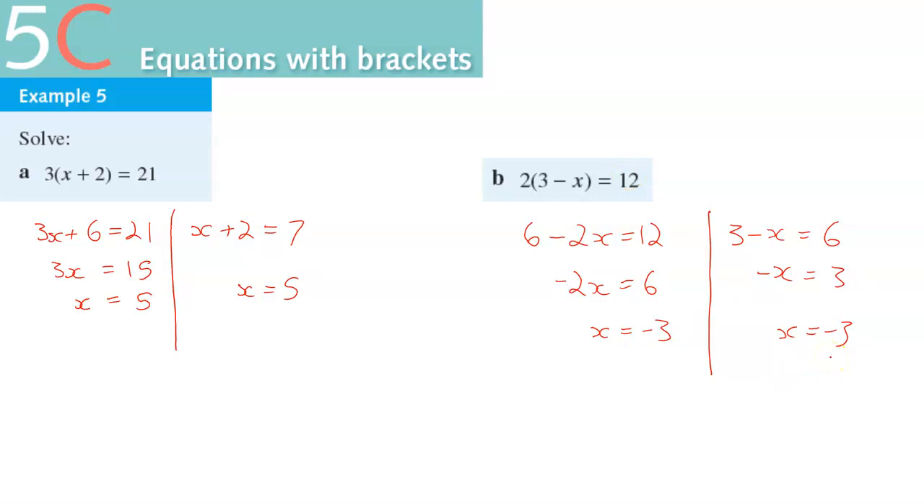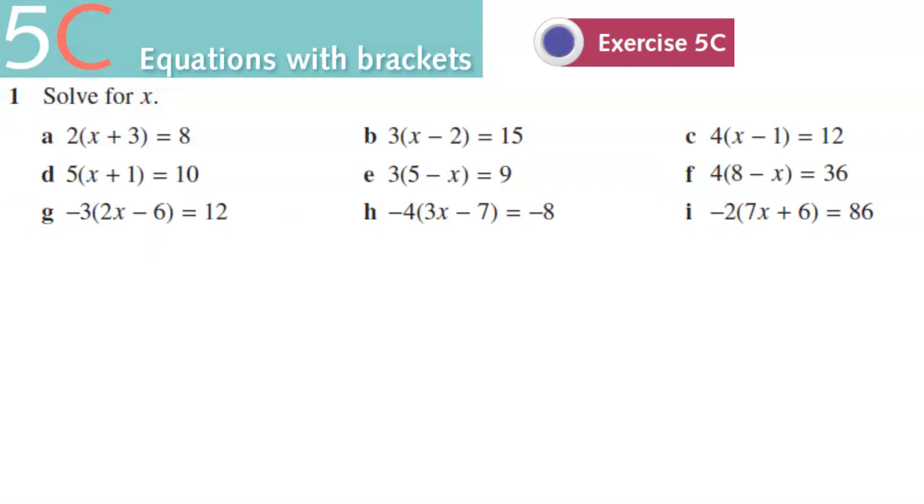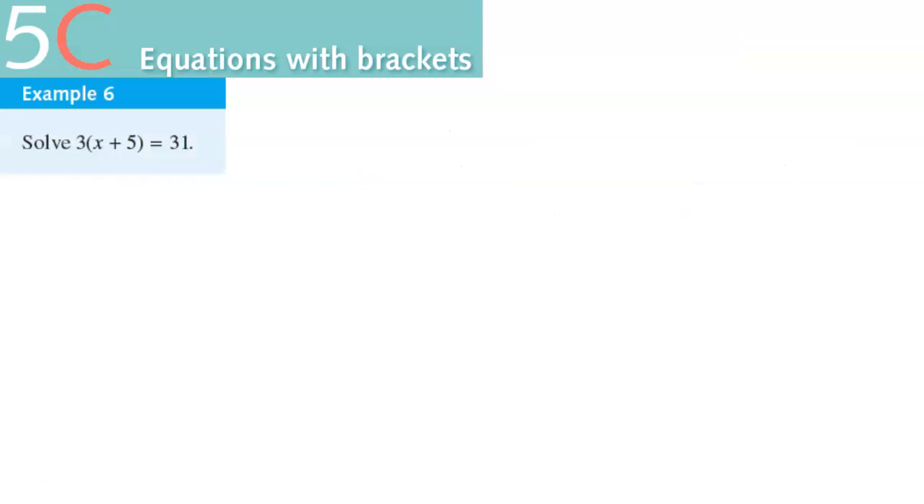Now, for the following questions, I would like you to alternate between the methods and decide which one you prefer. So pause the video while you have a go at these questions. Okay then. In this example, we've got 3 and 31. So we can see that 3 is not a factor of 31. I would say it's easiest here to expand the brackets first.